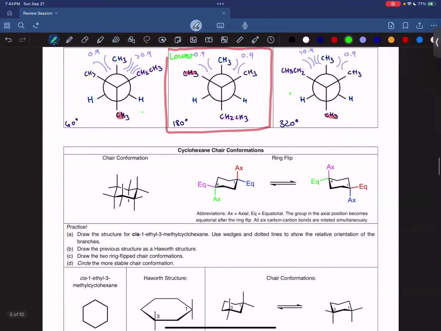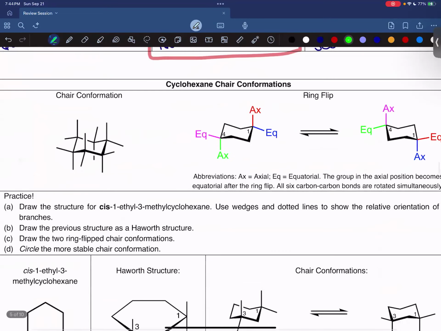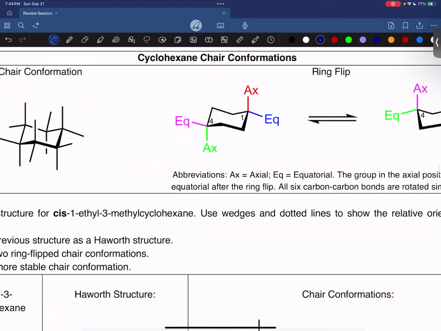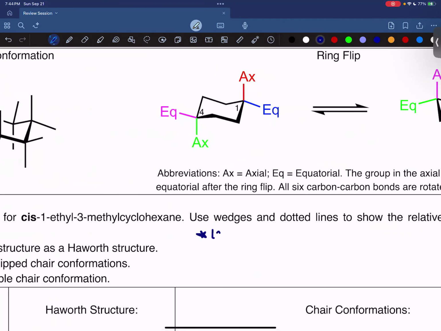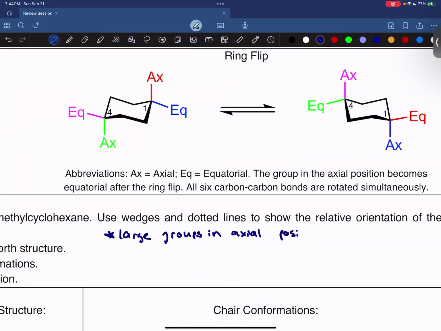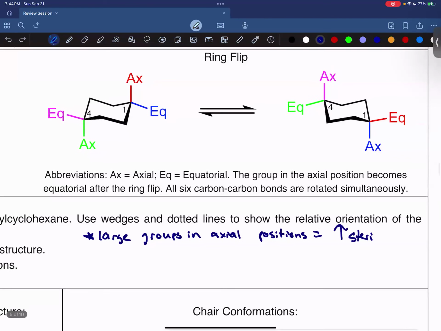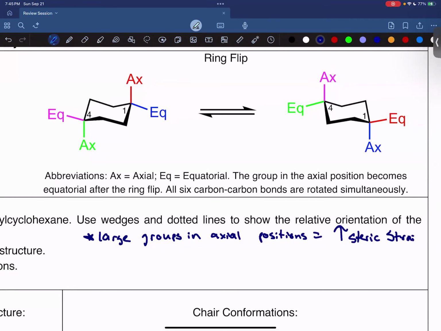So now let's get into the fun stuff, the cyclohexane chair conformations. So some things to remember. Large groups in axial positions are going to have hella steric strain. And also lower energy is going to be more stable.